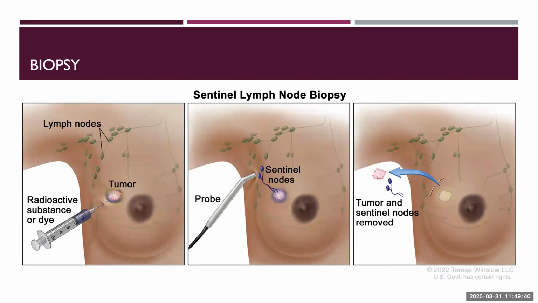And then they should also have follow-up with a physical exam and mammogram every 6 to 12 months for surveillance. This is just to show you what a biopsy actually looks like. So this is a sentinel lymph node biopsy. They insert the dye into the tumor, they look at the nodes with the probe, and then they will remove those lymph nodes if they show up based on the dye.